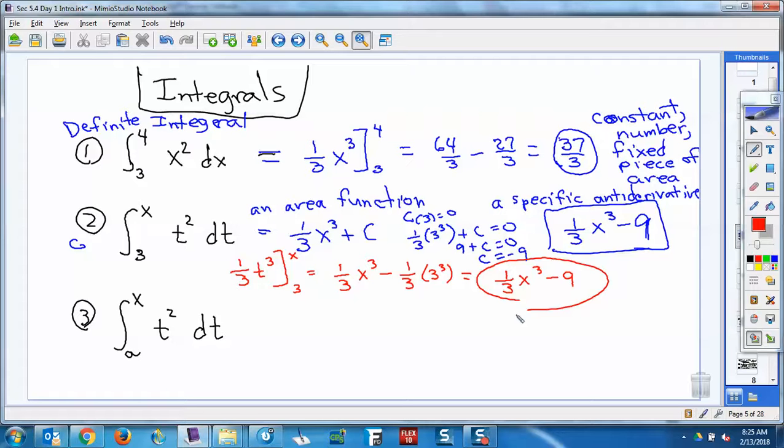Both the same thing. Okay, so then what's the difference in number 3 then?